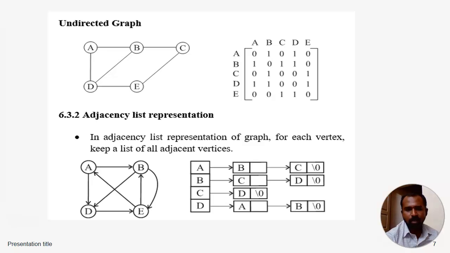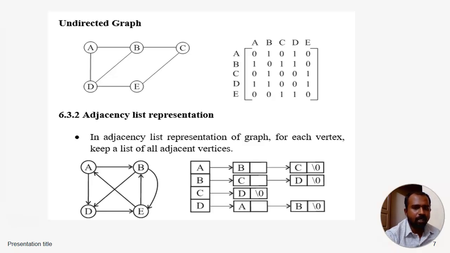We have put the 4 nodes A, B, C, D. What are A's adjacency nodes? A's adjacency nodes are B and D. So A is linked to B, and next A is linked to D. So A directed to B, B directed to D. The last node is null. This is the linked list structure. The diagram follows the linked list: this is the node, and this is the address of the next node. Next we move to B. B is directed to C and D.